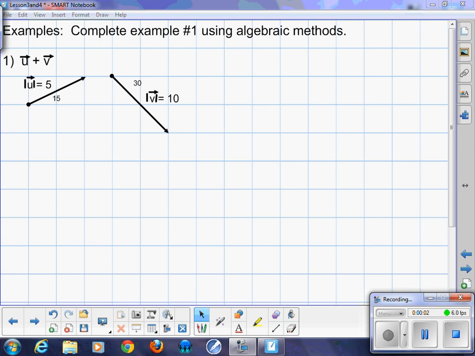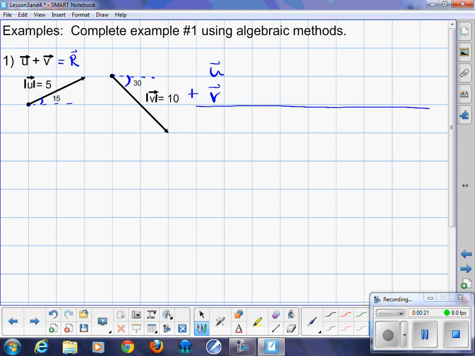So just as a comparative example, I'm going to do this one algebraically. This is the exact same example that we had when I did it with geometric. So I just want to do the comparison here. Remember that u plus v is our resultant. That tells me how to stack my equations. So I'm going to do u plus v, and it's going to give me my resultant vector.